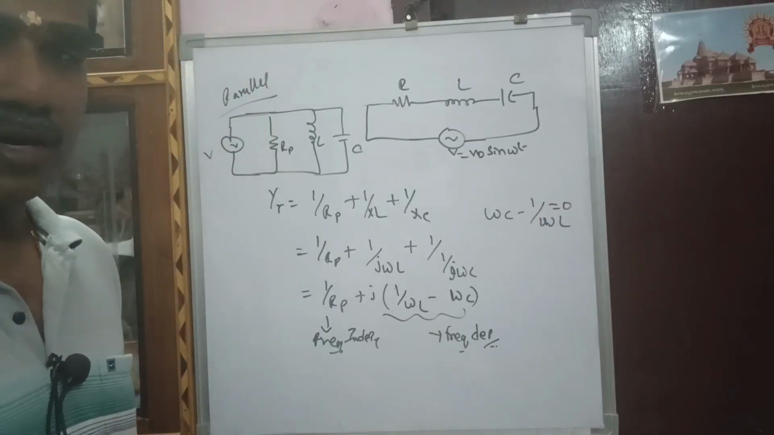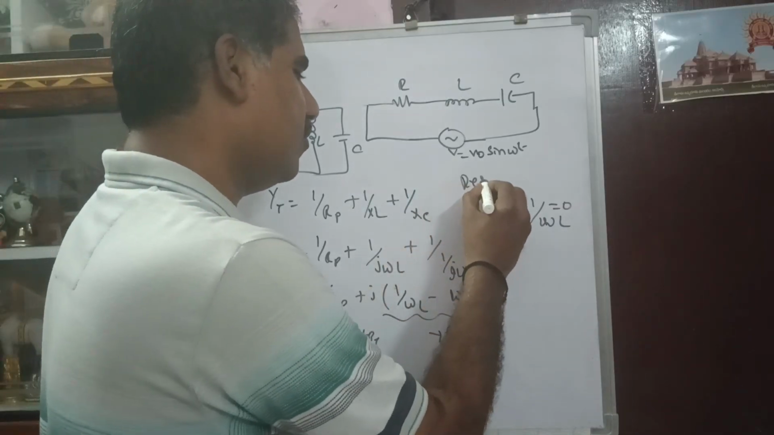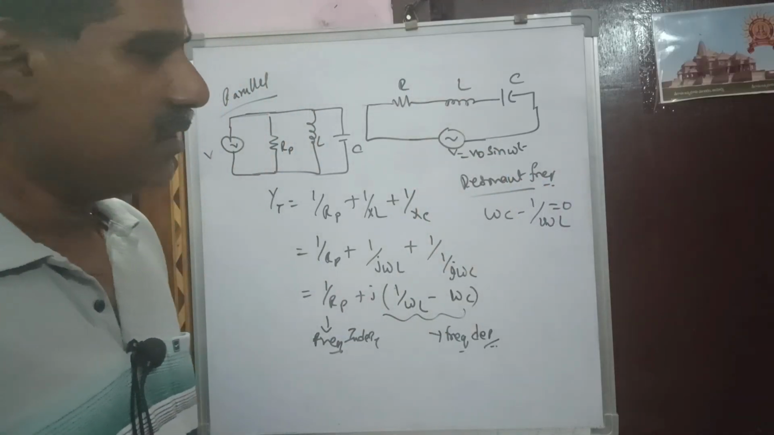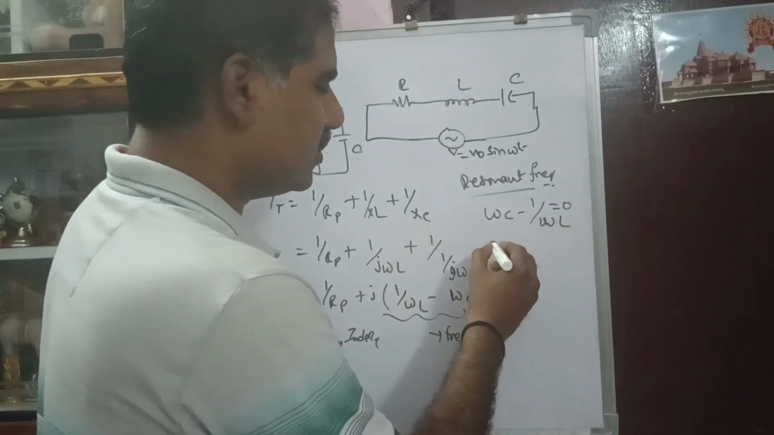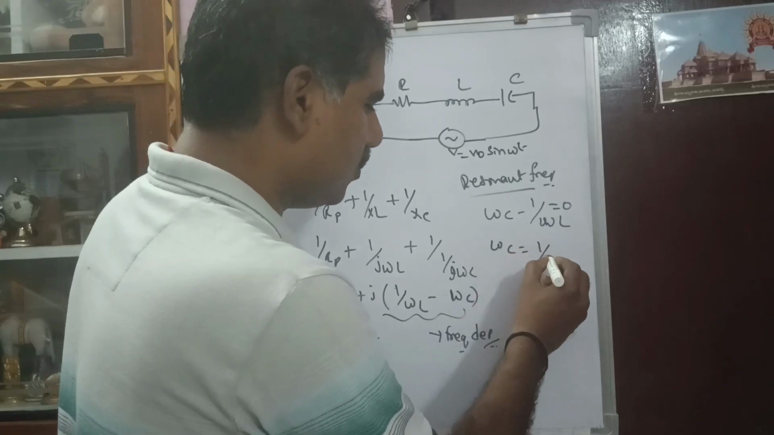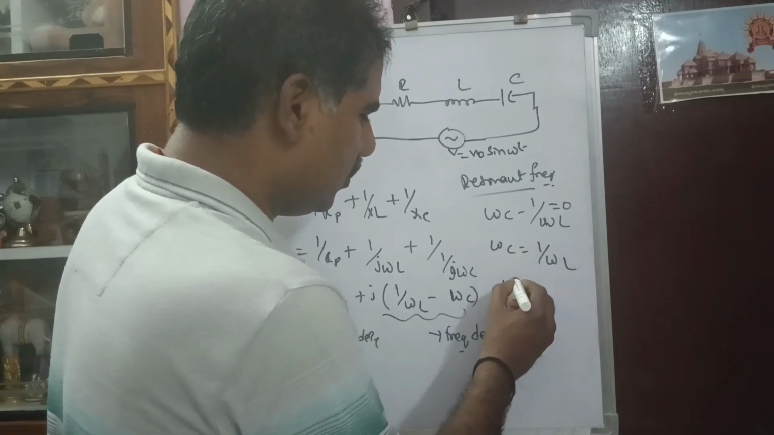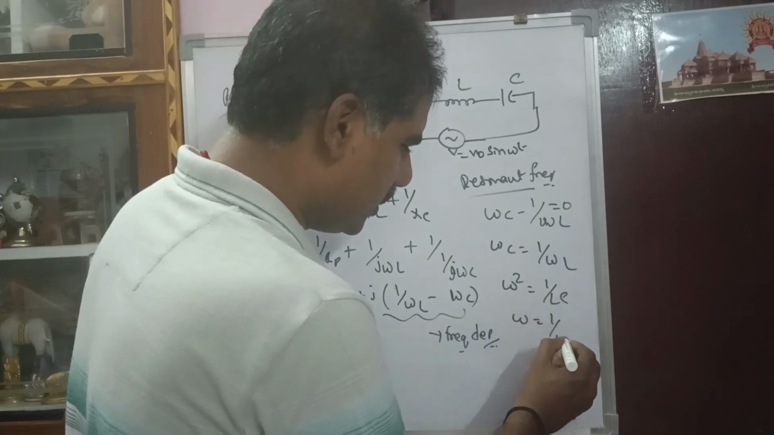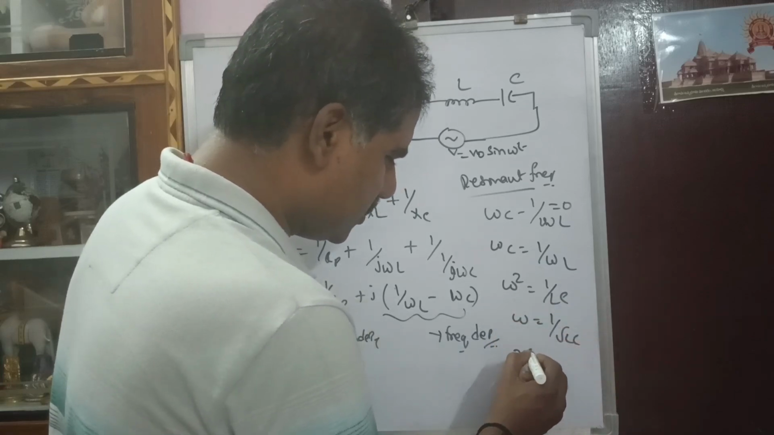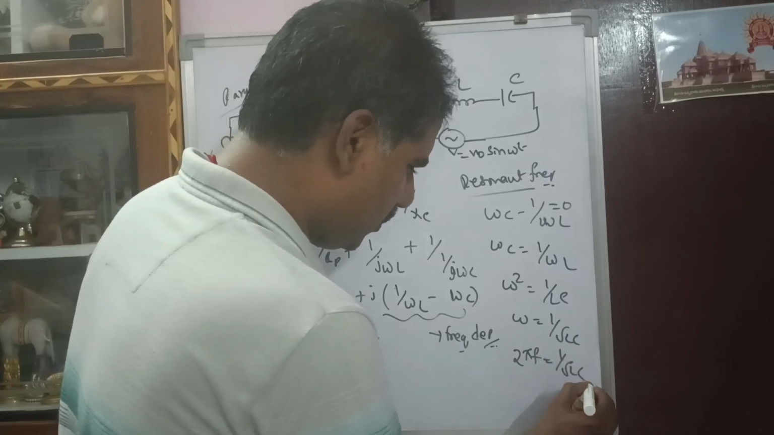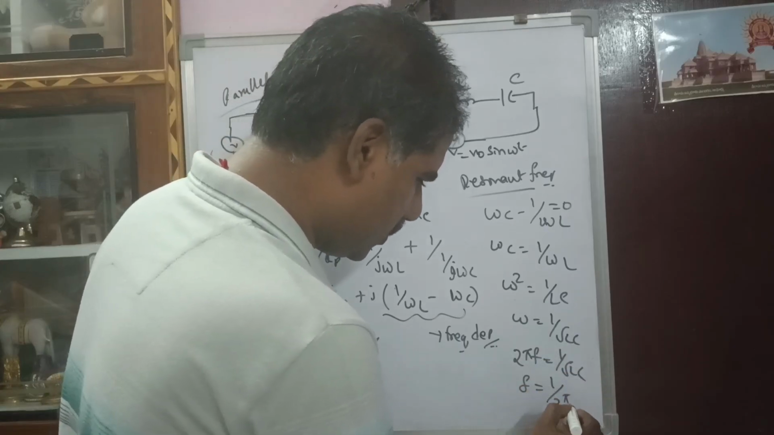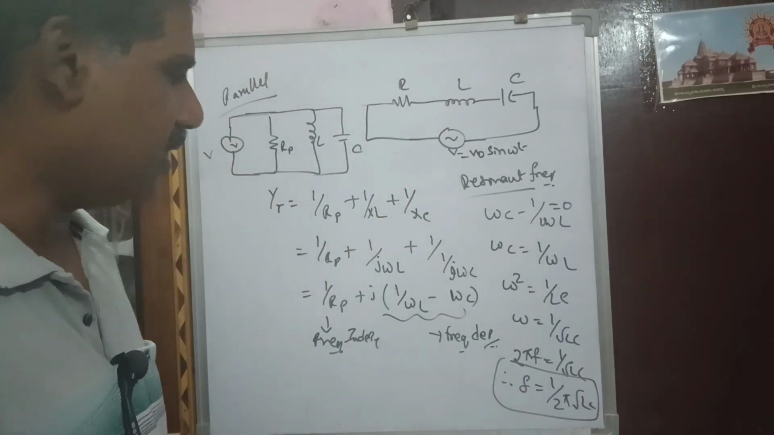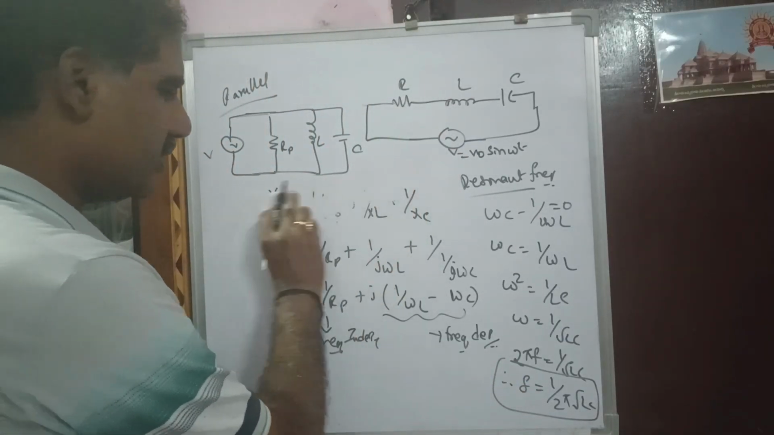In order to obtain the resonant frequency, same as what you have seen in the series resonant circuit, omega C is equal to 1 by omega L, that is omega square is equal to 1 by LC. Same, omega is equal to 1 by root LC. Omega means 2 pi f, so f is equal to 1 by 2 pi root LC. Okay, the same equation holds for the parallel as well as the series resonant circuit.